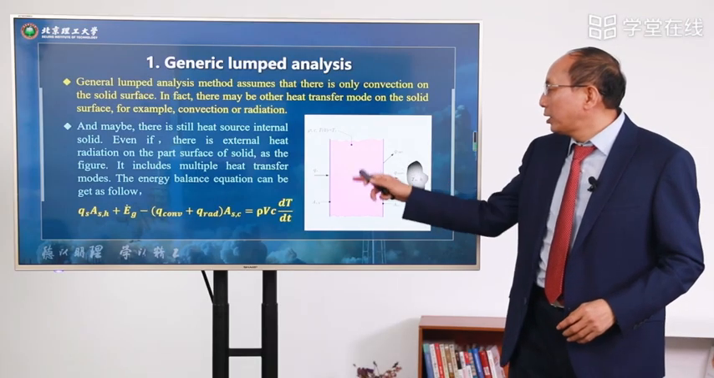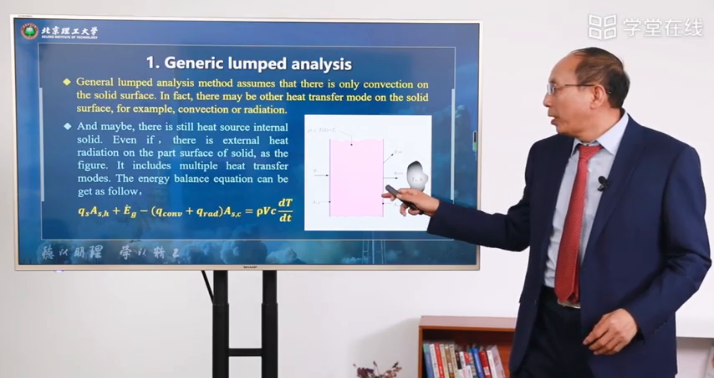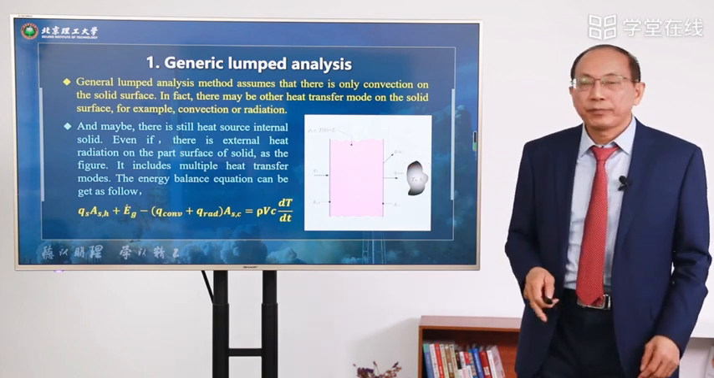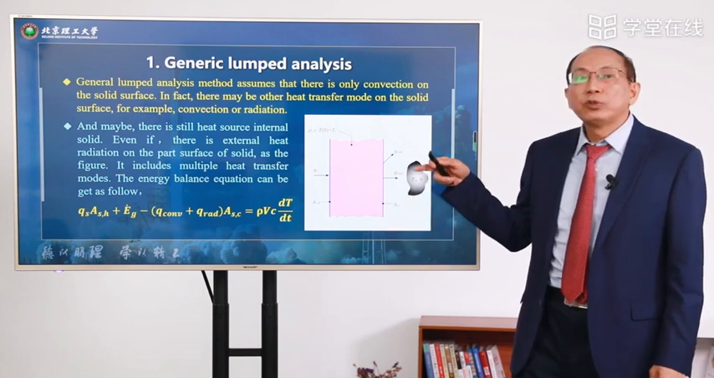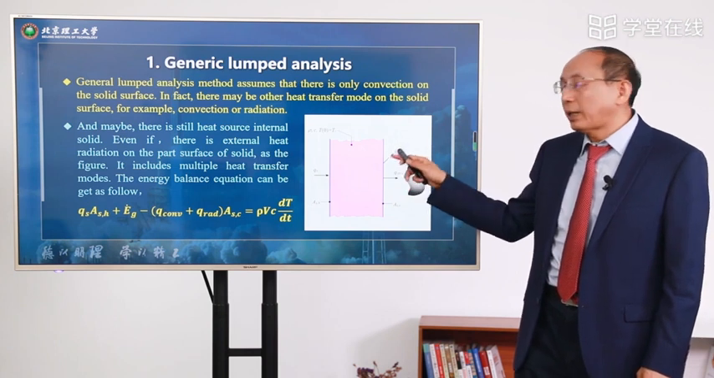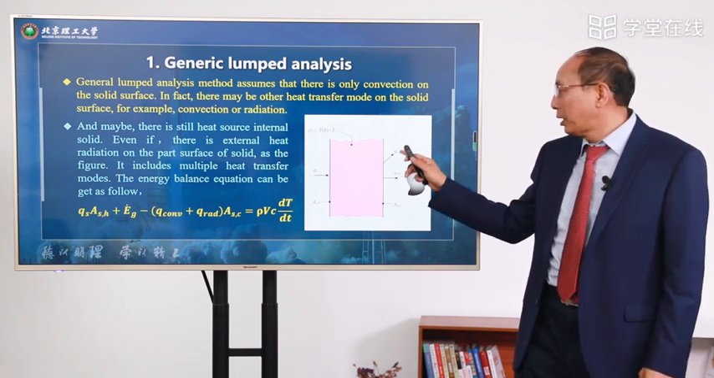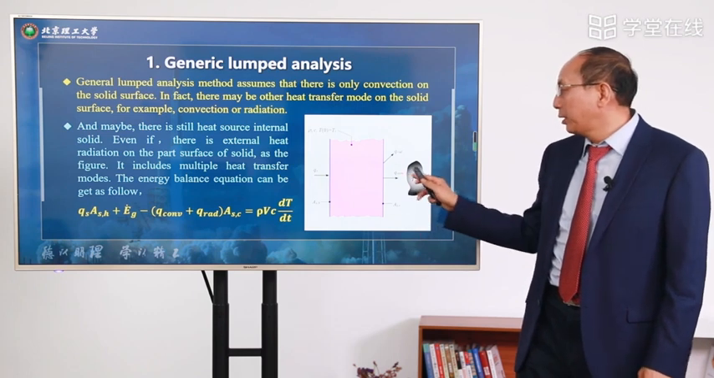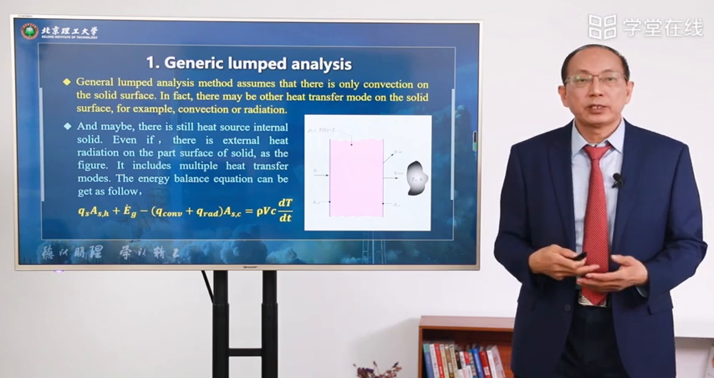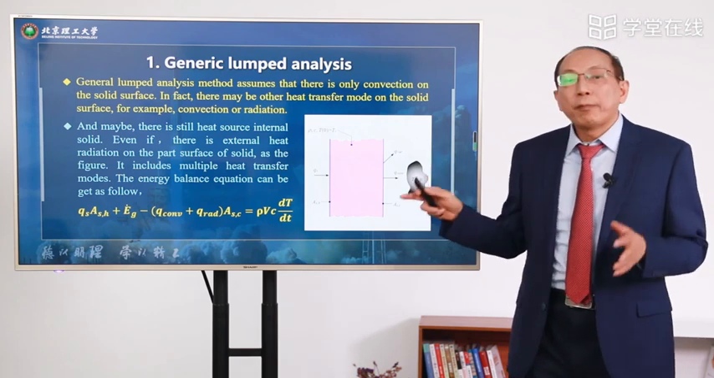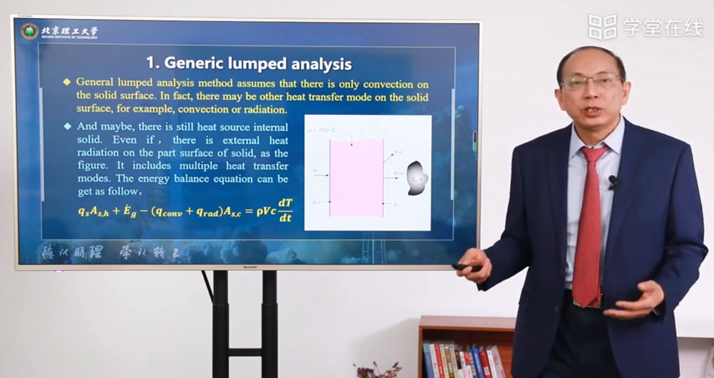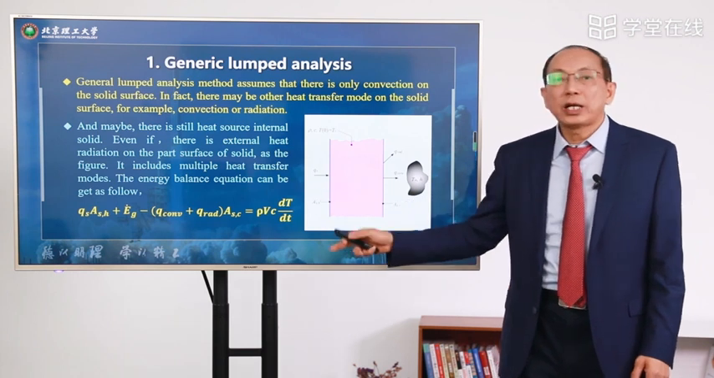For example, here is a body. Maybe there is some heat transfer going into the body. In the body, there is some generation. Also, on some surface of the body, there is some radiation and convection, including many terms. So from the energy balance, we can establish one equation like this.